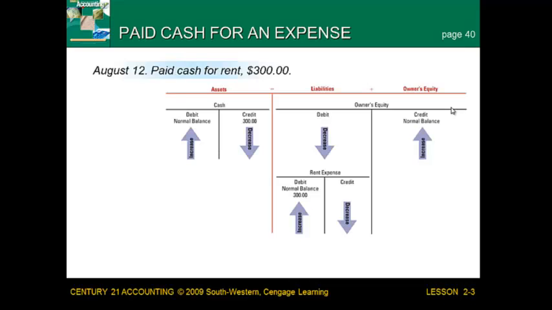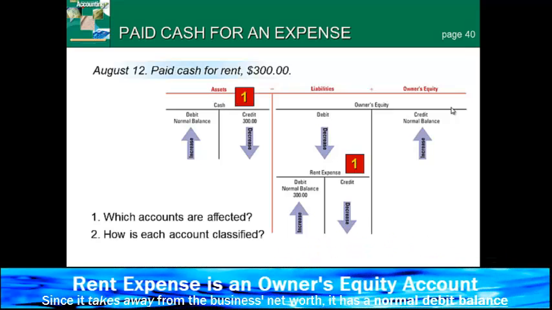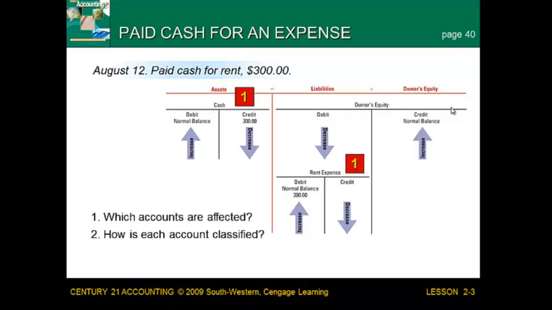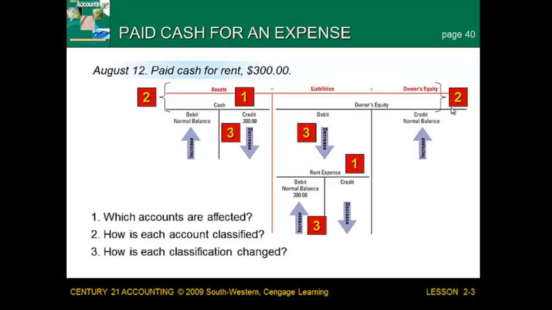Paid cash for rent, $300 on August 12th. Cash is affected, and another kind of owner's equity account, an expense, rent expense, is affected. Cash goes down, rent expense goes up, which causes capital, owner's equity, overall to go down. Cash is credited $300 and rent expense is debited $300. When a subsidiary account, such as an expense, takes away from the overall balance of a larger account, capital, that's considered a contra account.